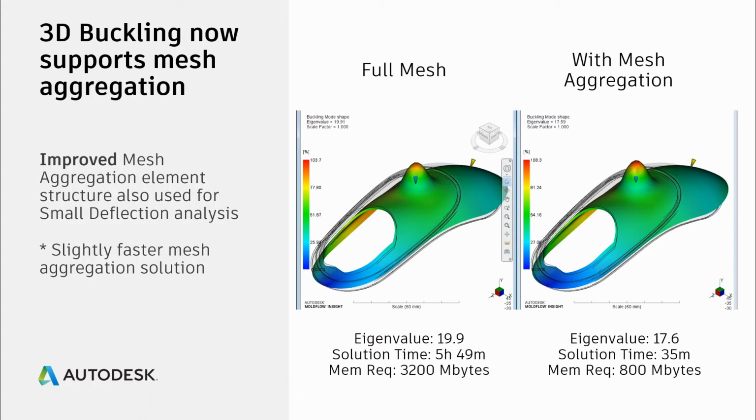I can also mention that this new improved mesh aggregation structure, which has slightly fewer elements than the previous method, means that there's also a slightly faster solution outcome when using mesh aggregation for small deflection analyses also.